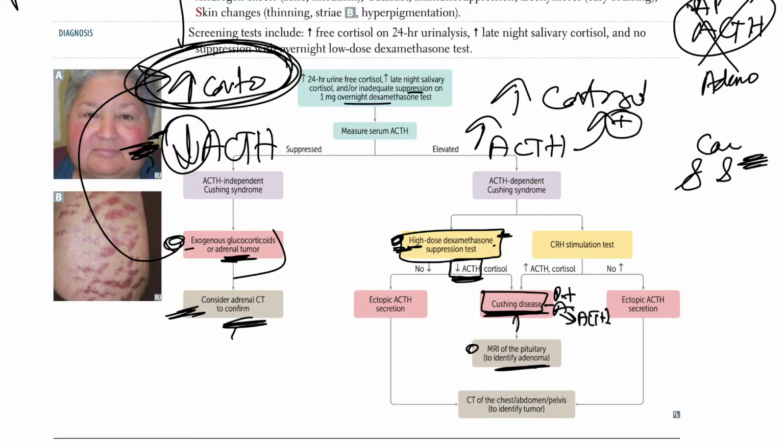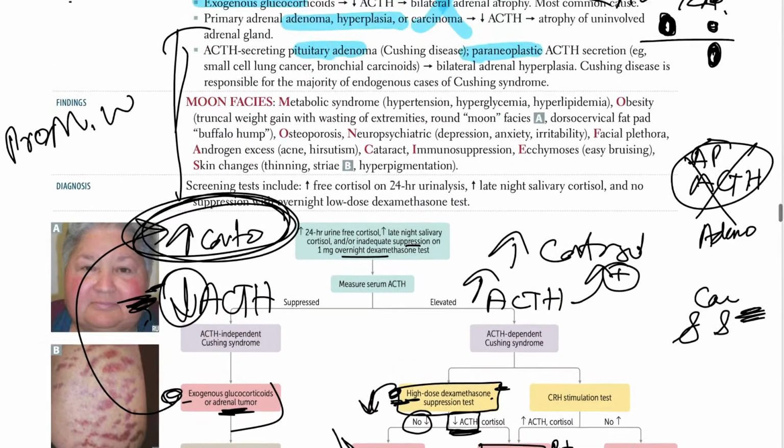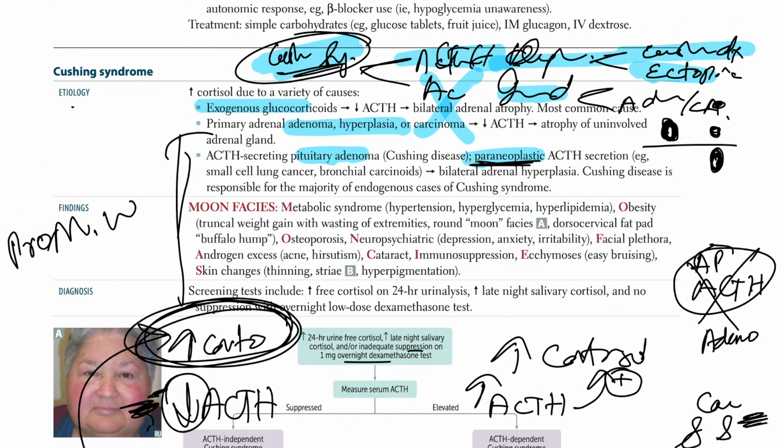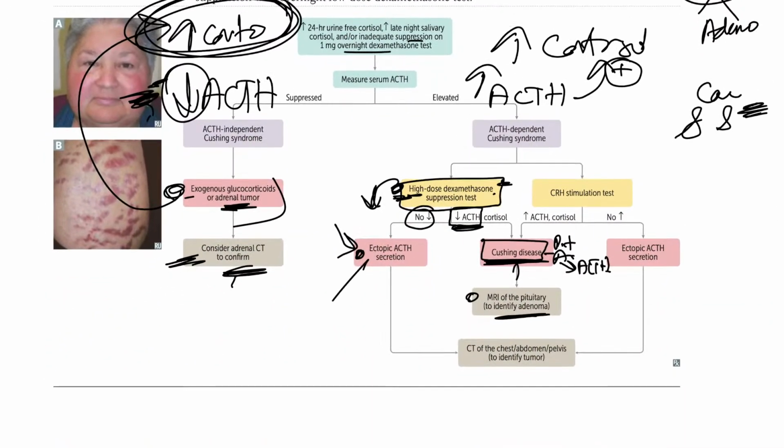Okay. But if you give the patient the high dose dexamethasone test and still there is no decrease in ACTH, then you say, hey, this must be some carcinoma. The carcinoma is ectopic ACTH secretion, which we've seen up top, and there are only two ectopic places, either the small cell lung cancer or the bronchial carcinoids. Okay. So ectopic ACTH secretion, and for that, because we were talking about lung and carcinoid, you check everything: chest, abdomen, pelvis, to identify that tumor. Okay, so this is with the high dose dexamethasone test.